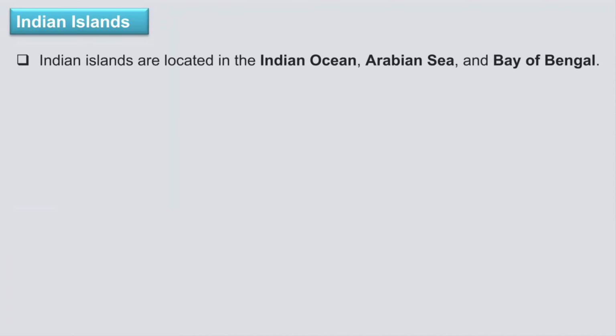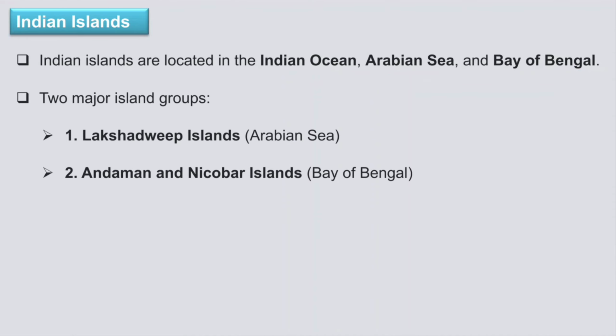Now Indian islands, let us move our journey to islands. These Indian islands are located in the Indian Ocean, Arabian Sea and the Bay of Bengal. Especially we have two major islands about which we are going to learn, the Lakshadweep Islands and the Andaman and Nicobar Islands. Lakshadweep is in the Arabian Sea and Andaman and Nicobar is in the Bay of Bengal.